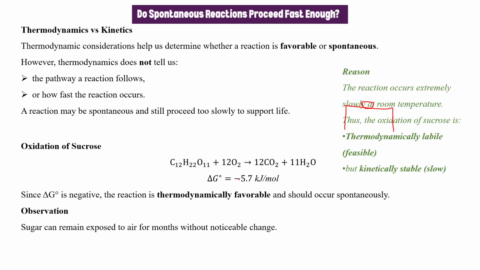So now the reason is that the reaction occurs extremely slowly at room temperature. That's why I was saying that maybe it is occurring, but it's occurring very, very slowly. So you can't see a noticeable change. So it tells us the oxidation of sucrose is thermodynamically favorable, but kinetically it is stable. It is very slow. If you are saying something is kinetically stable, you are not going to see the reaction actually occurring, even though it might be occurring at the molecular level. But if it is kinetically unstable, you are going to have the reaction occurring very fast.